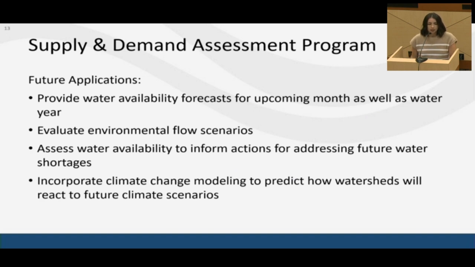We plan to continue these water availability estimates and will extend this to other watersheds throughout California as well. Future applications of these data and tools include opportunities to evaluate flow scenarios, assess water availability in times of water shortage, and the potential application of predicting how watersheds may react to future climate scenarios.